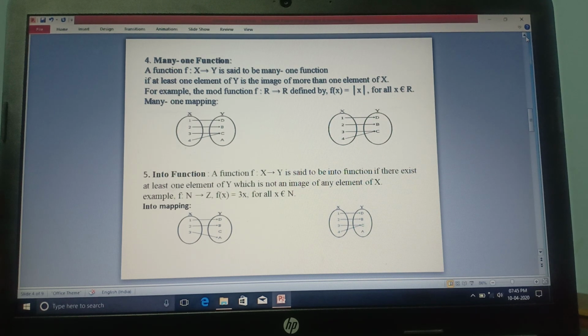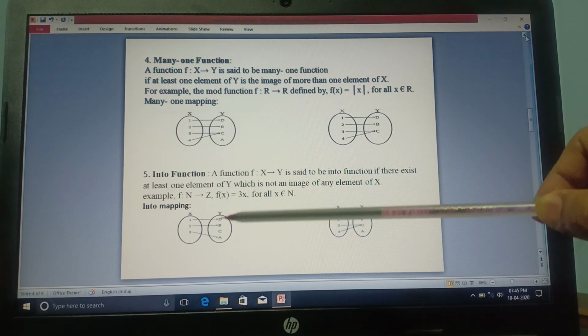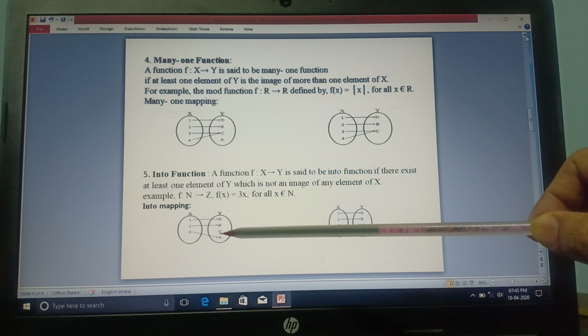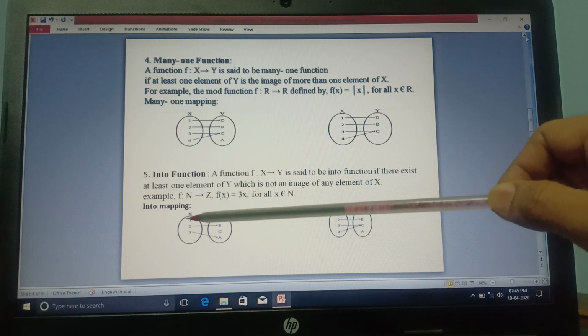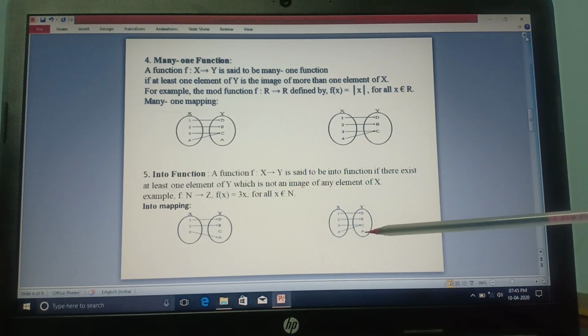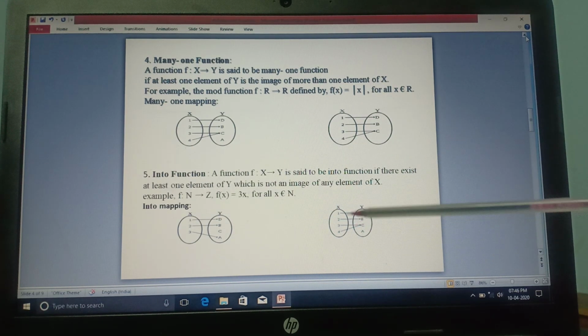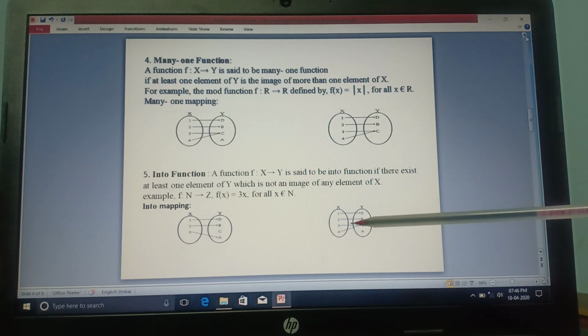Next is the into function. A function f from X to Y is said to be an into function if there exists at least one element in Y which is not an image of any element in X. Here you can see the mapping. C is not the image of any element in X. C is left. So this is an into mapping. Here also A is an element which is not an image of any element in X. So this is an into function or into mapping.